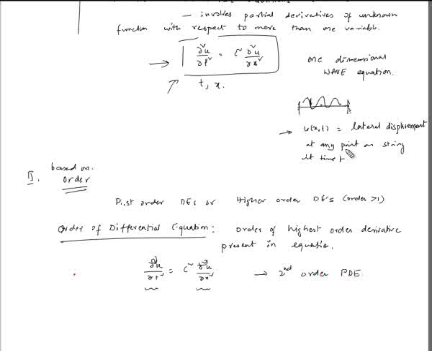Now similarly, let's take another example: d square y by dx square plus x cube y over sin x. The only derivative term involved here is d square y by dx square, and its order is 2. So therefore this is an ordinary differential equation with order 2. Likewise, you have to see the highest order term.